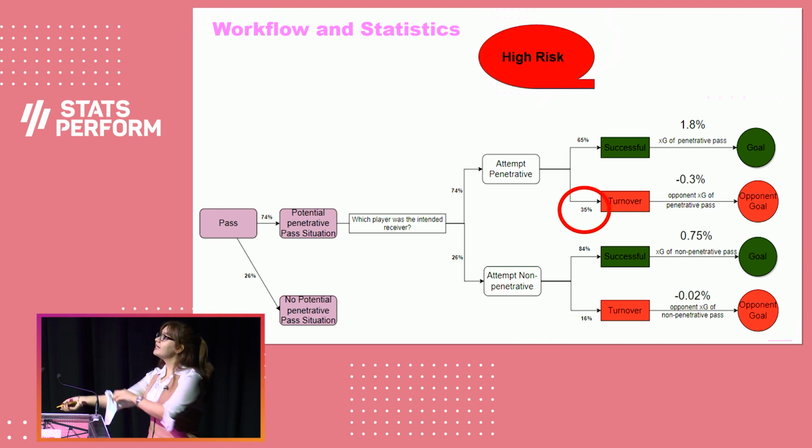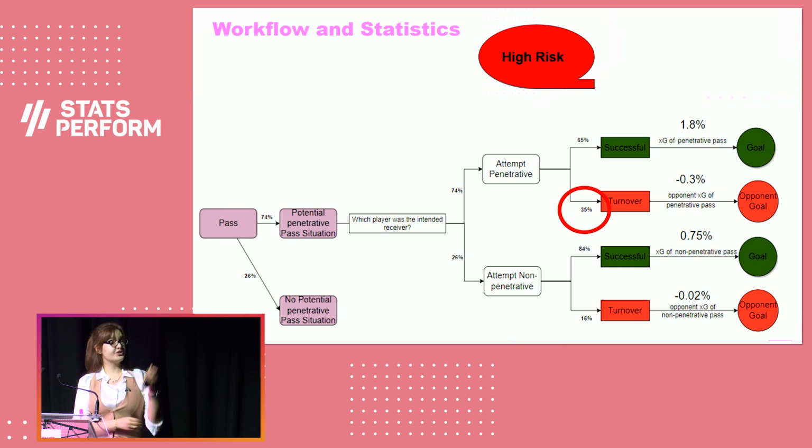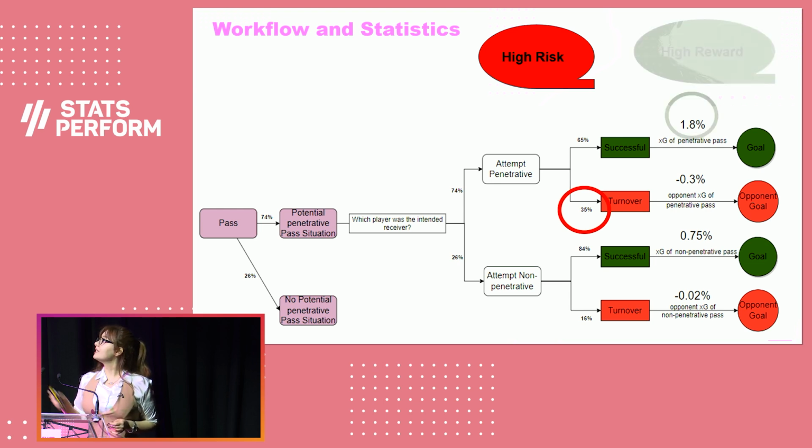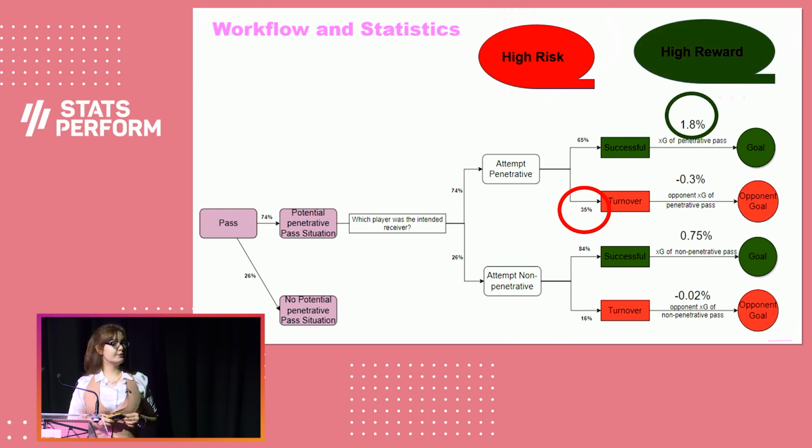Now you can see that the 35% turnover for the penetrative attempts shows that penetrative passes are very risky. On the other side, the 1.8% expected goal shows that it has a very high reward. It means that with a high probability, it is soon going to result in a goal within the next 10 actions.